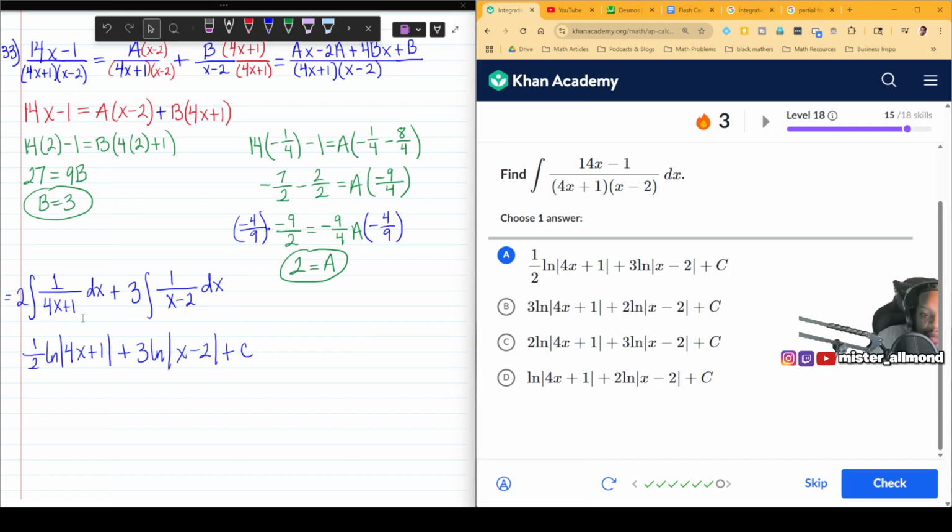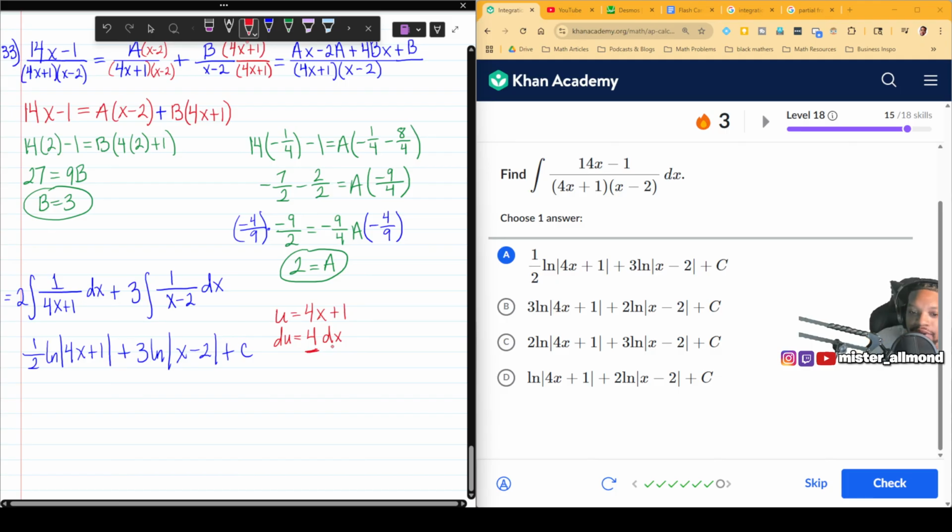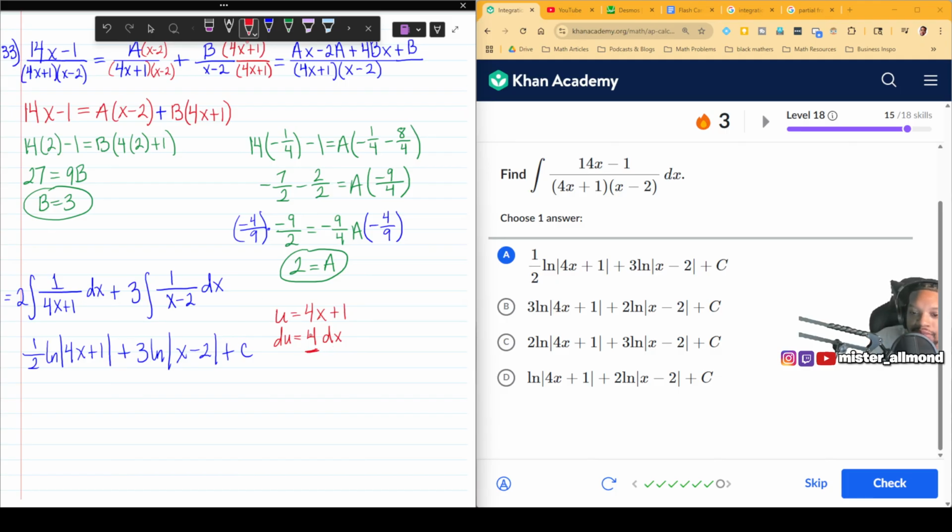The 2 is here, but if I were to do u sub, I guess I should have written it out. If I were to do u sub on that first integral, my u would have been 4x plus 1. And then my du would have been just a 4 dx. And then the way I do it is, you see how in the original problem there's no 4 like there is here? To cancel out that 4, I need to put a 1/4. And so 1/4 times 2 is where I got the 1/2 from.